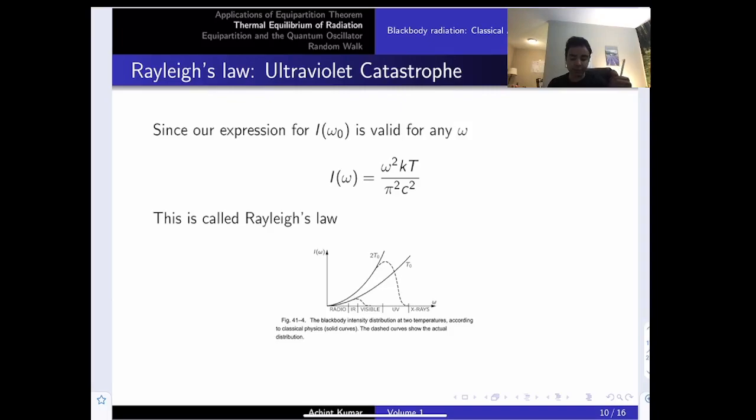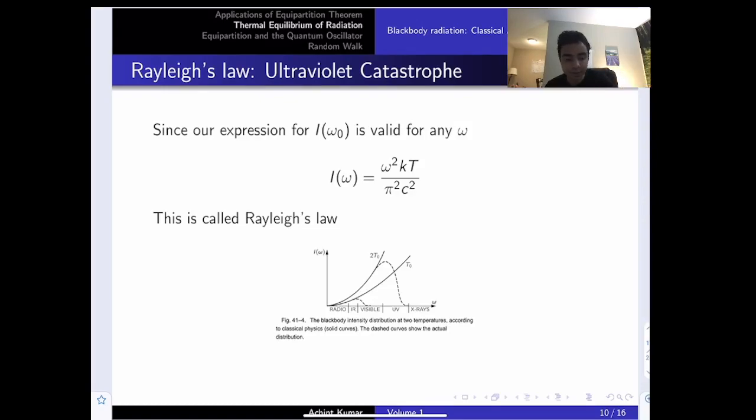Notice we had solved this expression for a particular frequency of light, I of omega naught, but this is true for any frequency of light. So instead of writing I of omega naught, we can write it as I of omega. And this is Rayleigh's law. This is the energy per unit area at frequency omega. Notice that this doesn't depend on the charge of electrons, it doesn't depend on the mass of electrons. So the expression for the energy density of light is independent of the characteristics of the oscillator that it is in contact with, which makes sense.